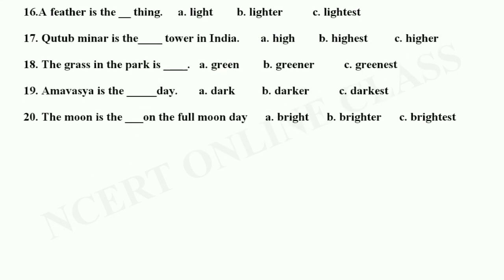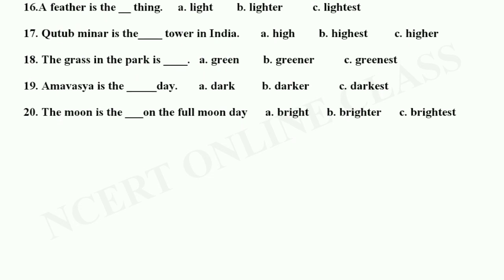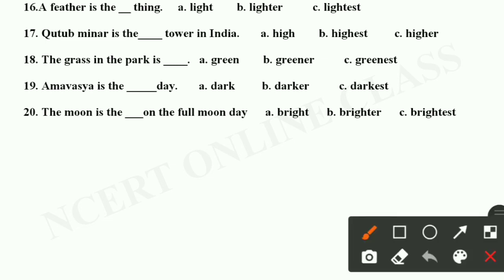Okay. Next question. Amavasya is the dash day. You know, students, when Amavasya comes, it is very dark. So we can write darkest. Very dark means darkest. Okay. So option C is the correct answer. Then the moon is the dash on the full moon day. Okay. On the full moon day, it is brightest. So option C is the correct answer.